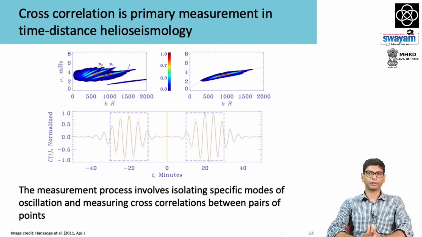So this is the fundamental measurement process, and then we isolate different parts of this cross correlation measurement to make inferences about the interior. So in this case, the two windows are saying that I'm going to look at these two parts of the cross correlation diagram to try to understand what I can say about the interior.